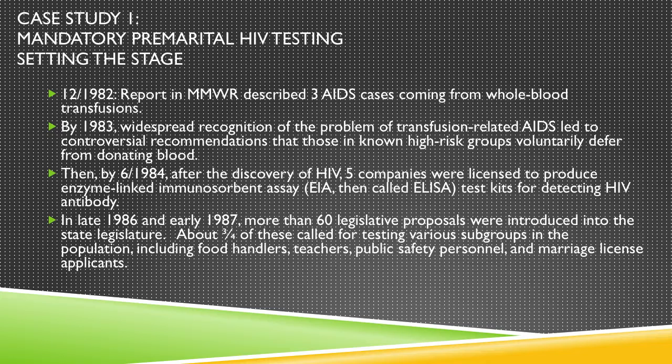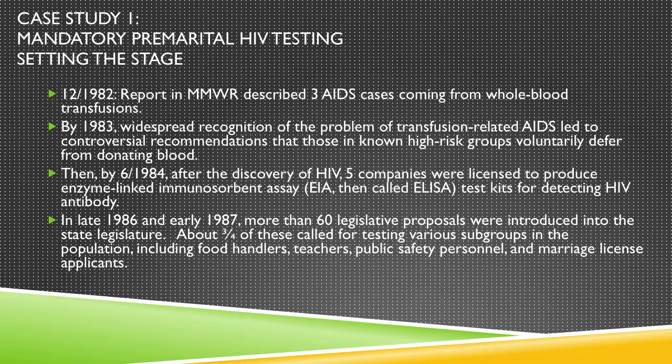So, back to December of 1982, a report in the MMWR described these 3 AIDS cases from whole blood transfusions. By 83, widespread recognition of the problem of transfusion-related AIDS led to controversial recommendations that those in known high-risk groups voluntarily defer from donating blood. Then by June of 84, after the discovery of HIV, 5 companies were licensed to produce the ELISA test kits for detecting the HIV antibody.